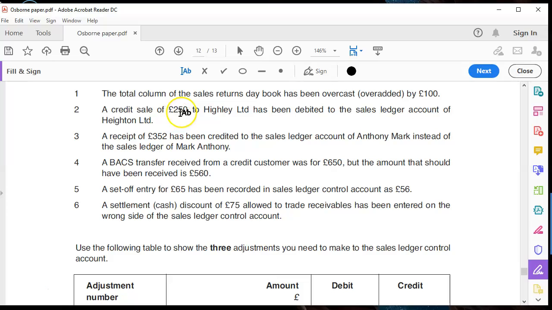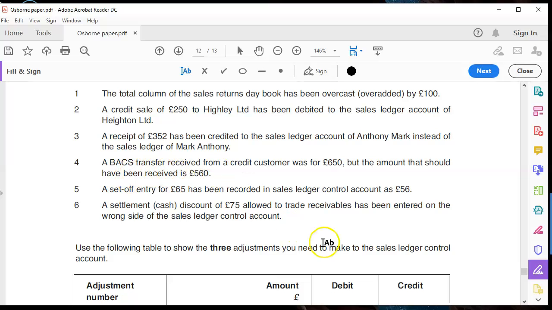A credit sale of 250 to Highly Limited has been debited to sales ledger account of Highton Limited. This you don't need to correct because it is still there in your list of balances, and anyhow you are not correcting list of balances, you are correcting SLCA. A receipt of 352 has been credited to the sales ledger account of Anthony Mark instead of Mark Anthony. Again individual customers, so will be corrected in the list of balances. A bank transfer received from a credit customer was 650, but the amount that should have been received is 560. Again talking about one customer. So again into the list of balances, will not go into the control account.